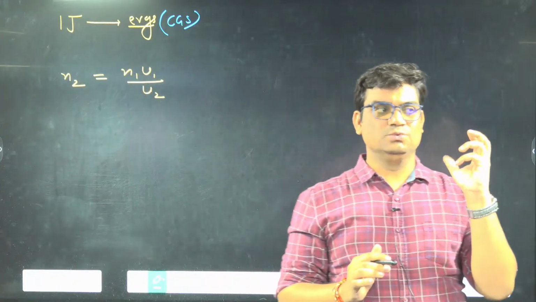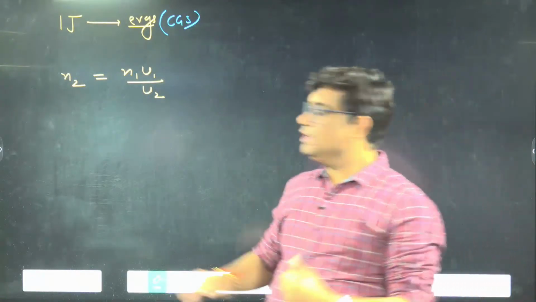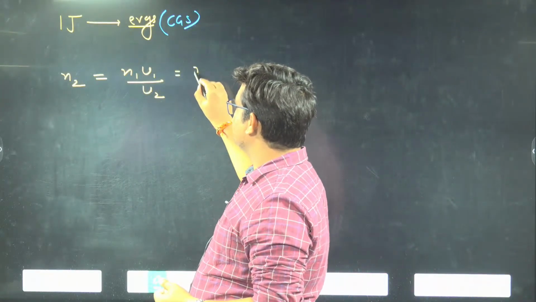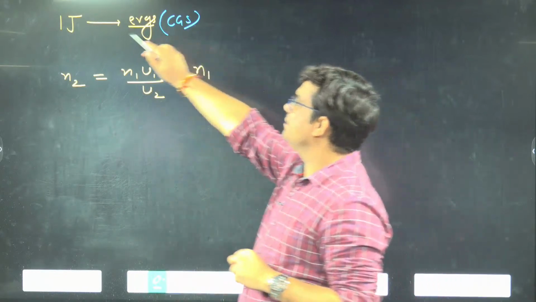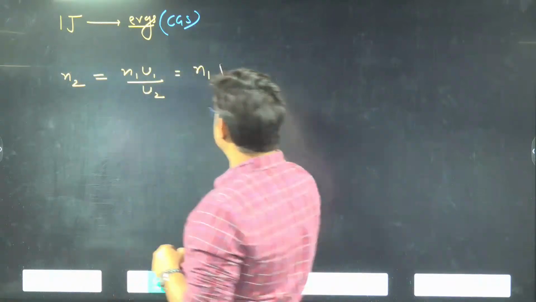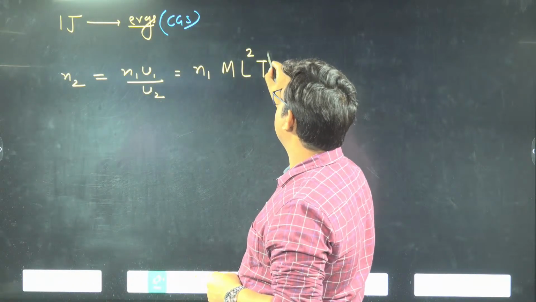Whatever quantity you want to change the unit of, you will always write the dimension of that. Now N1 U1 means the dimension of that. We are writing basically energy. And the energy dimension is what? M L2 T minus 2.